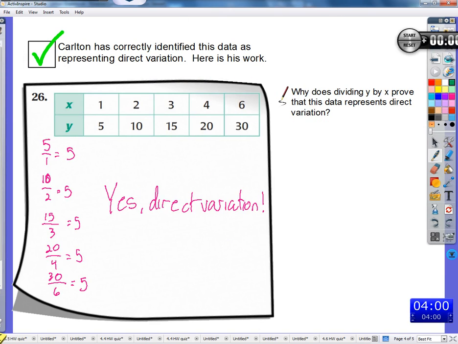This guy Carlton has worked this out correctly. Determine that yes, this is direct variation. However you might have done this, deciding whether or not this is direct variation, what Carlton has done is divided y by x. In every case, he takes the y and divides it by x. And at the end, after he gets a 5 for all those, he decides that means that it is direct variation. Why is that? Why is dividing y by x proof, or the fact that when you divide y by x, you always get 5? Why is that proof that it's direct variation?